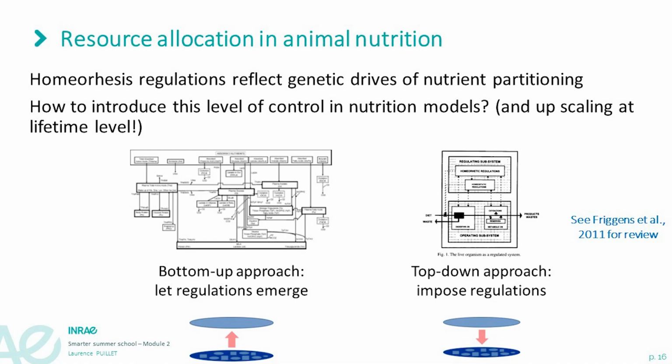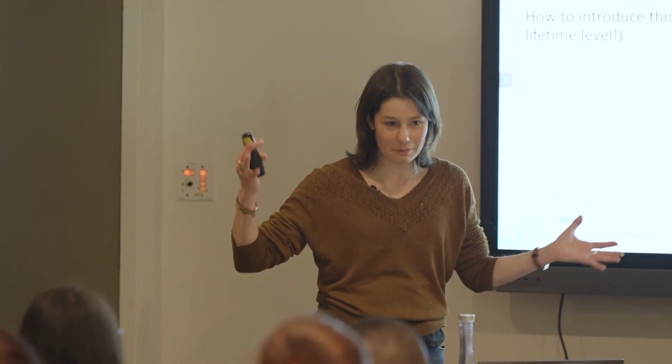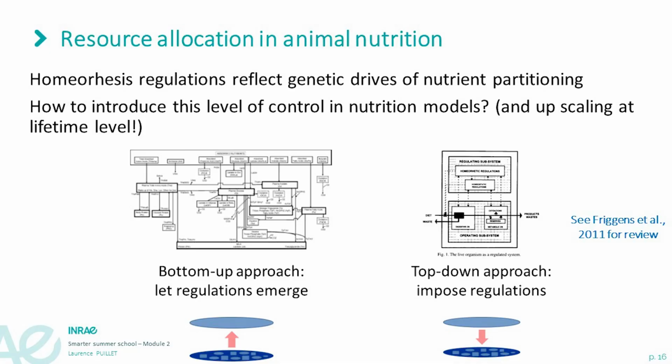So the question now is how can we integrate this level of regulation, so homeostasis regulation, long-term regulation, into a nutrition model, and upscale this model to a lifetime level? Because generally nutritionists are very good at predicting an animal during the first month of lactation, parity 2, and so on, but it's a very tiny and short-term prediction, let's say. No offense, but if you need lifetime prediction, it's not enough to understand the first month of lactation.